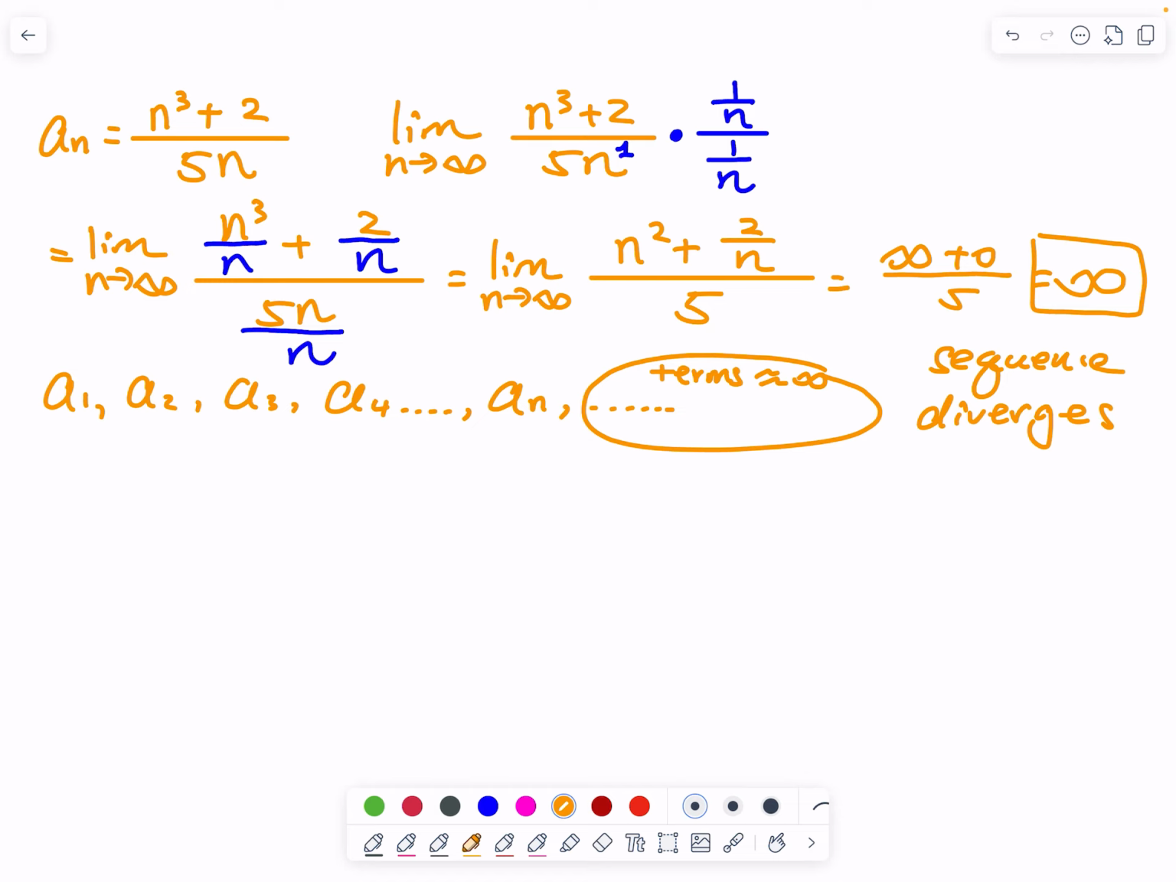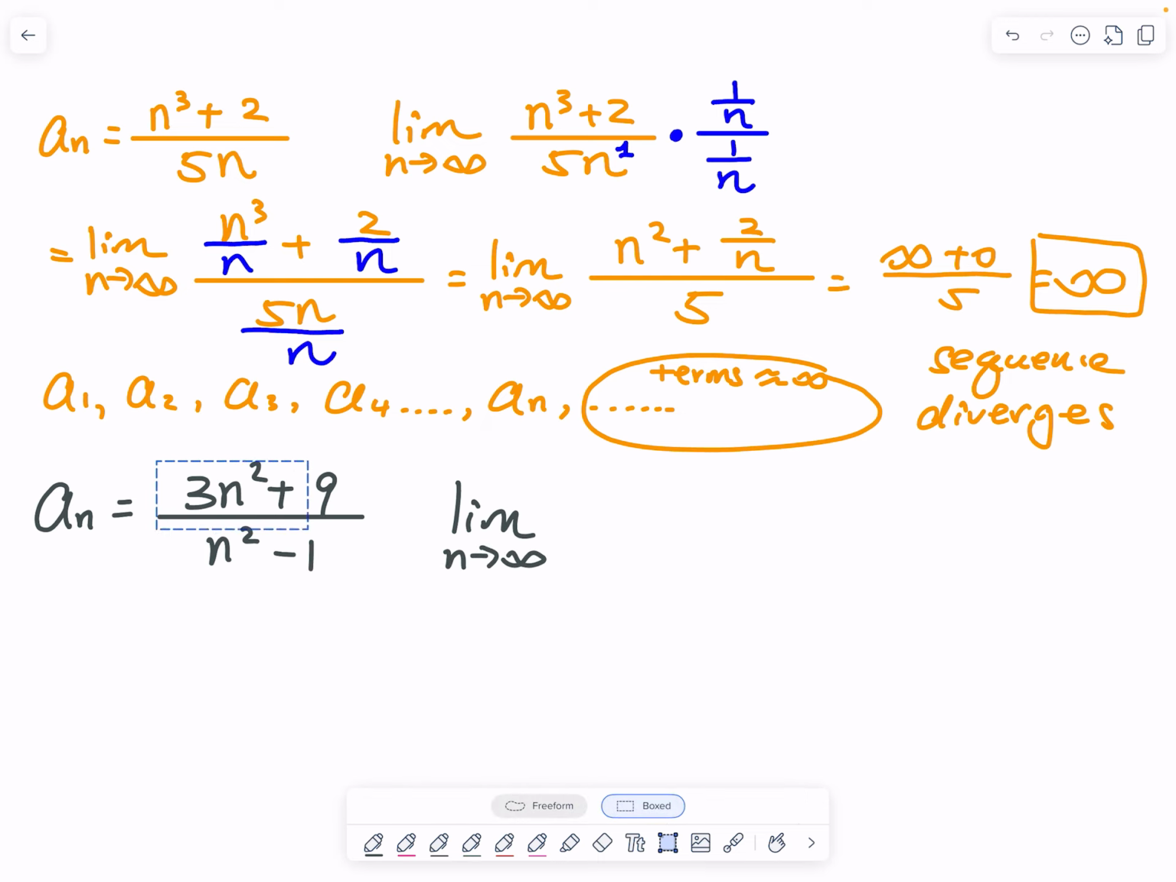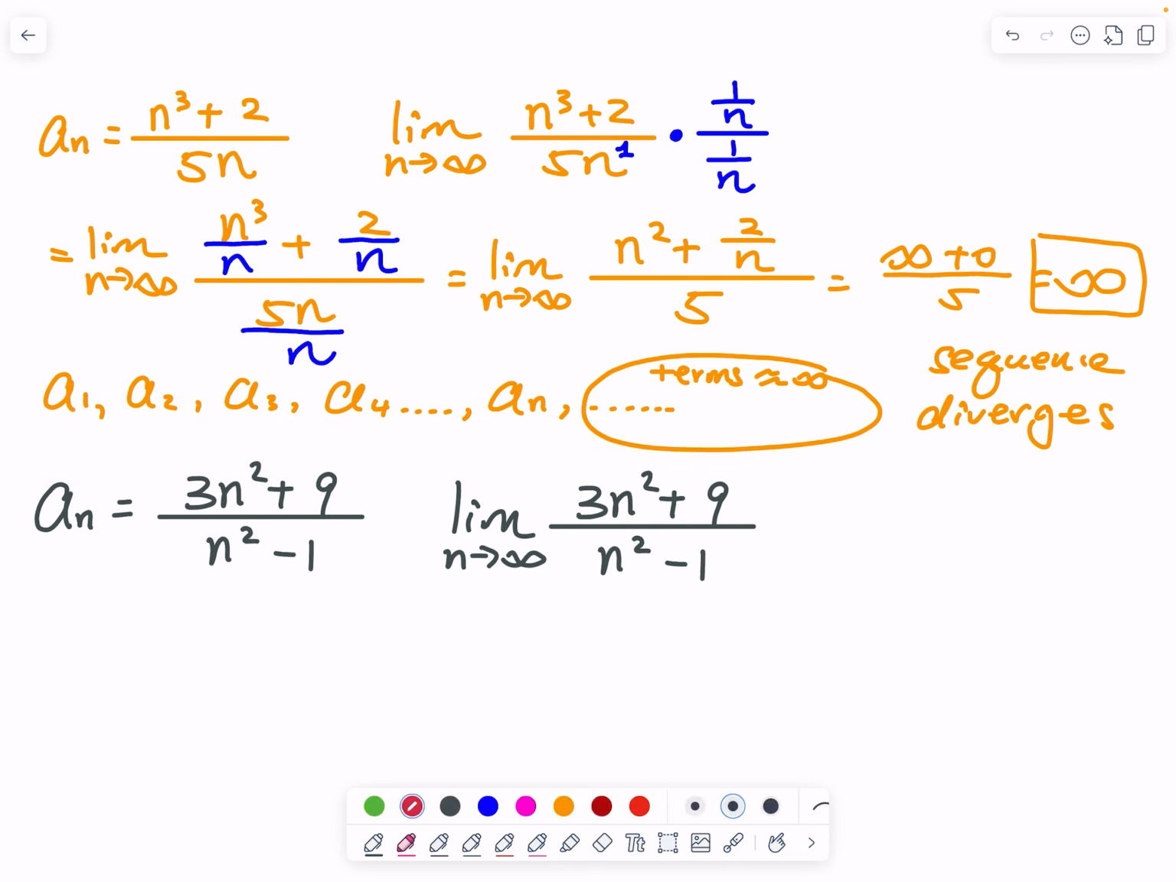All right, so let's do another one. The next one, how about I give you a_n equals (3n squared plus 9) divided by (n squared minus 1). Then I will take the limit as n approaches infinity of this sequence, so I can just duplicate that. What's the highest degree in the denominator? The highest degree in the denominator is 2. This is a second degree. That's the highest degree, and therefore I have to divide each term by n squared.